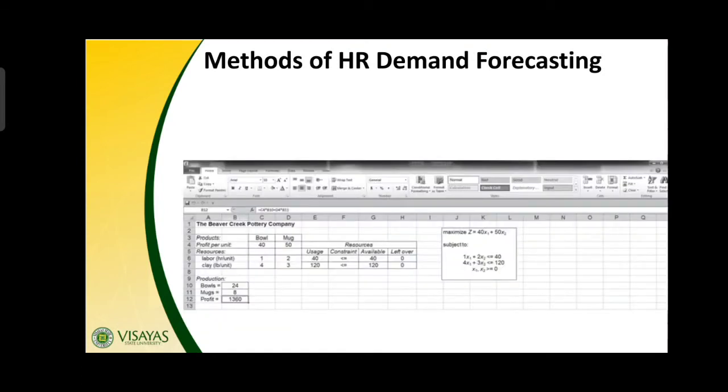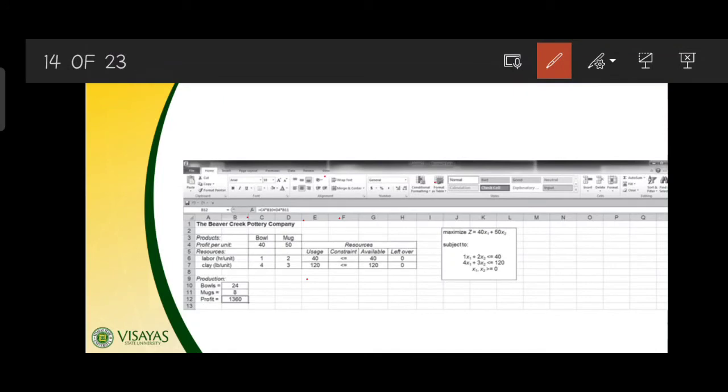So we can also use a spreadsheet. So kang linear programming, I will give you an example. This is how it works. Example, si Beaver Creek Pottery Company is making two products. Si bowl and si mug. However, ang profit per unit is 40 pesos kang bowl, 50 pesos kang mug.